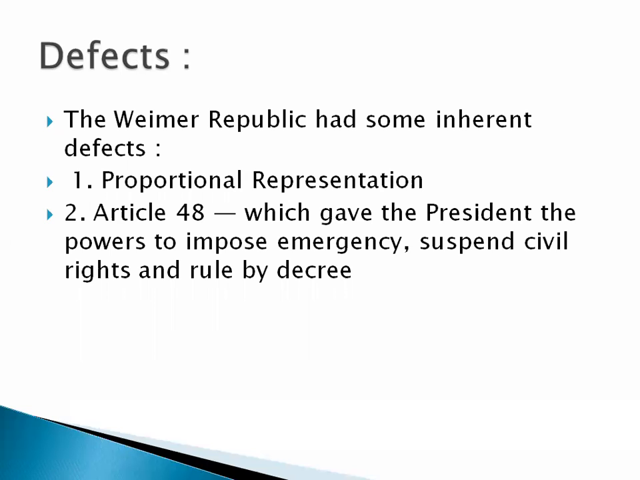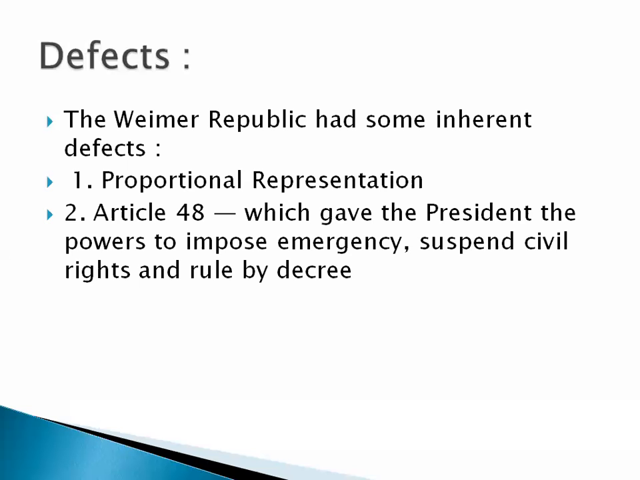One defect was proportional representation. Due to this proportional representation, it was not easy for any party to get a majority. So it was necessary to make a coalition government, and to lead or rule with a coalition government is not an easy task. It is a very difficult task for the chief of the government to rule with coalition parties.